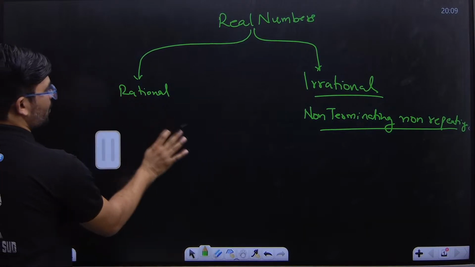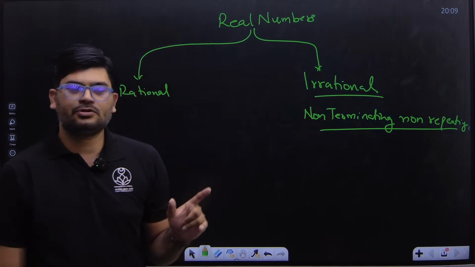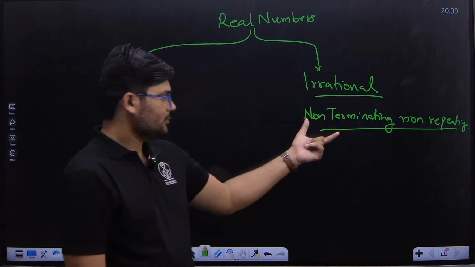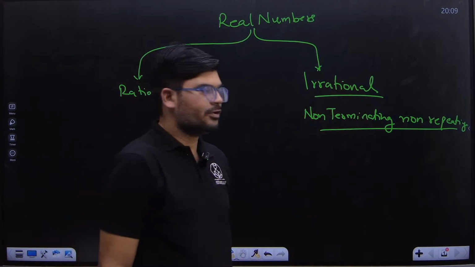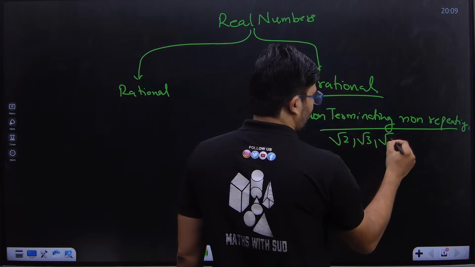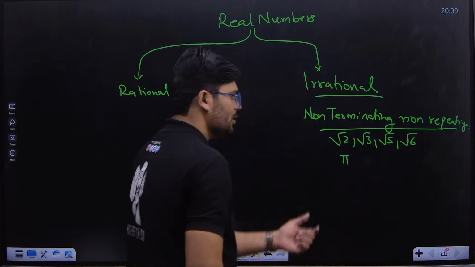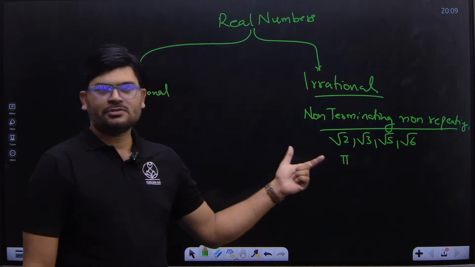So irrational numbers are non-terminating, non-repeating. Understood? Yes, sir. They neither terminate nor repeat. For example, square root of 2, square root of 3, square root of 5, square root of 6. One more irrational number is pi. Pi is also an irrational number.